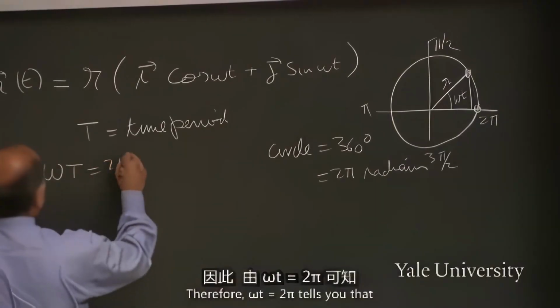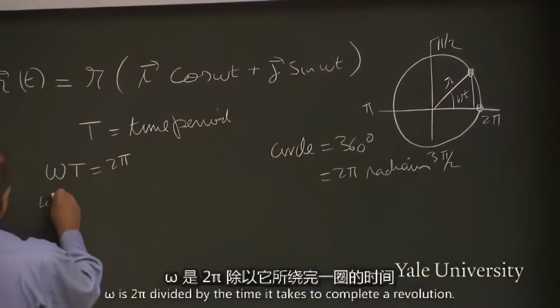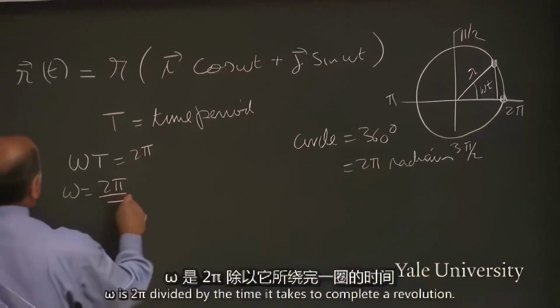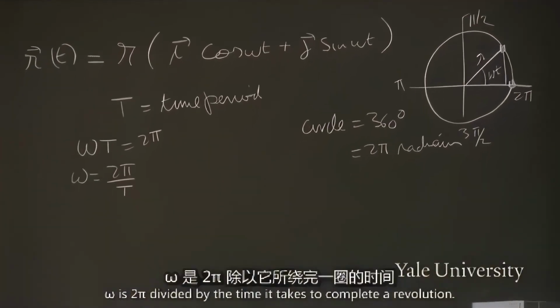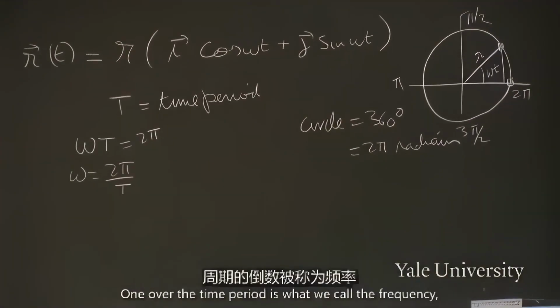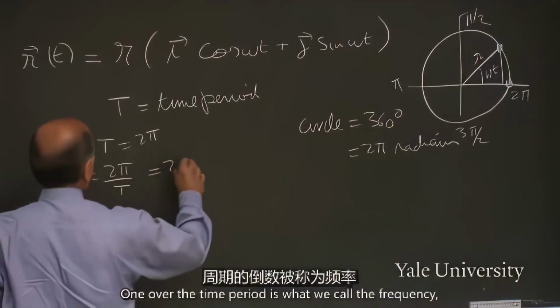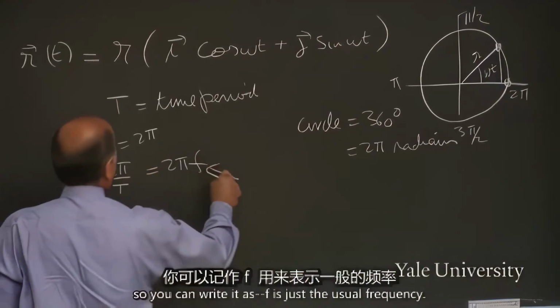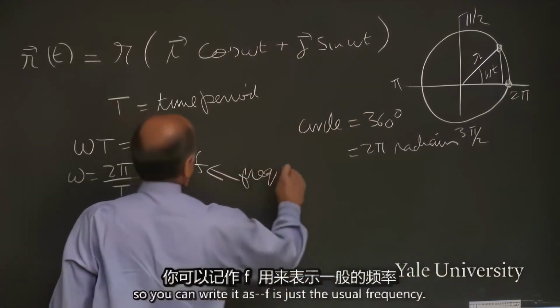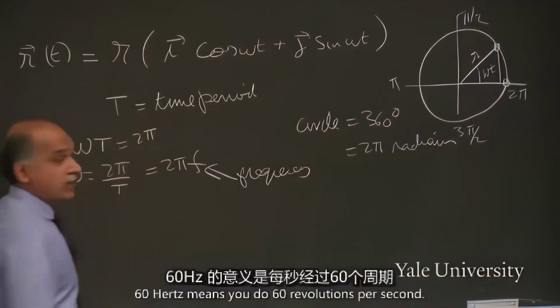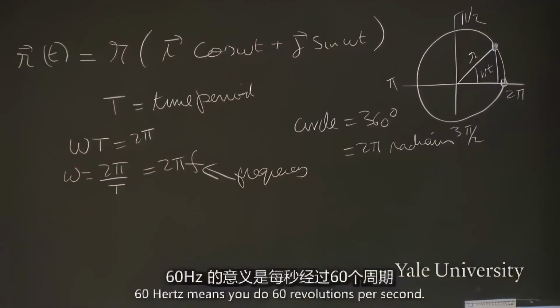Therefore, omega t equal to 2 pi tells you that omega is 2 pi divided by the time it takes to complete a revolution. And 1 over the time period is what we call the frequency, so you can write it as f, just the usual frequency. 60 hertz means you do 60 revolutions per second.